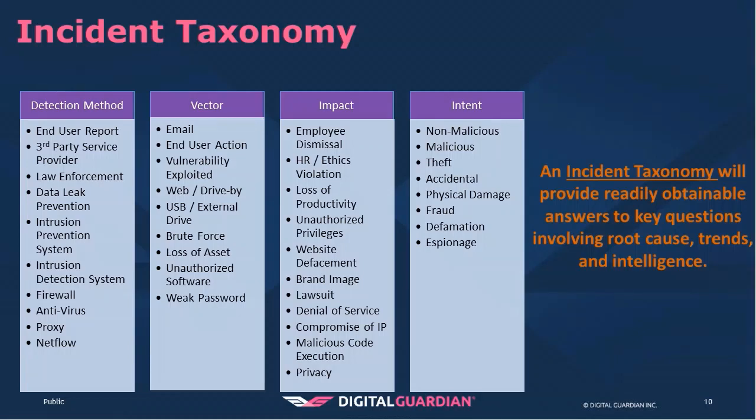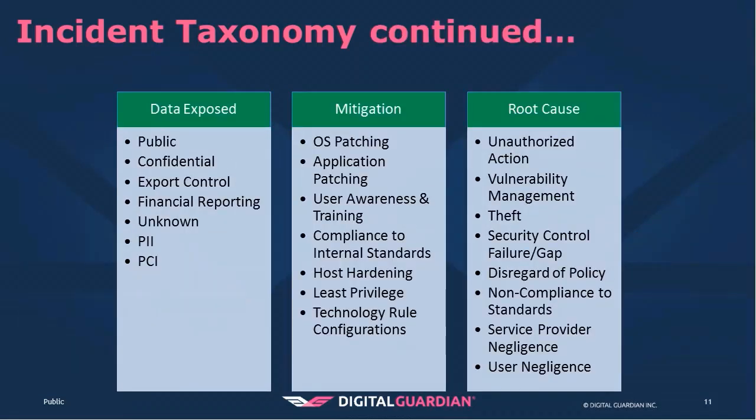In addition to intent, so was it non-malicious or malicious, theft, accidental? These are all critical components that will derive some meaningful metrics as you're going on. And then finally, the three other ones I would recommend: first, the data that's exposed. Was it public or confidential, export control? This will tell you what types of information are potentially targeted.